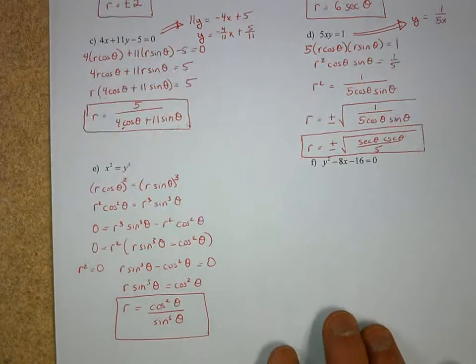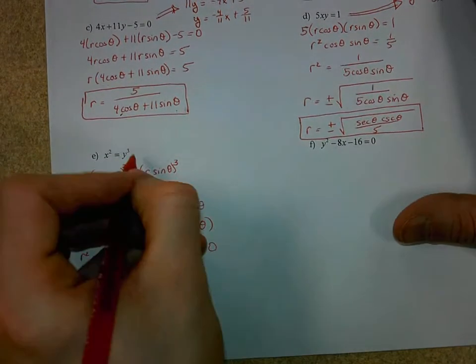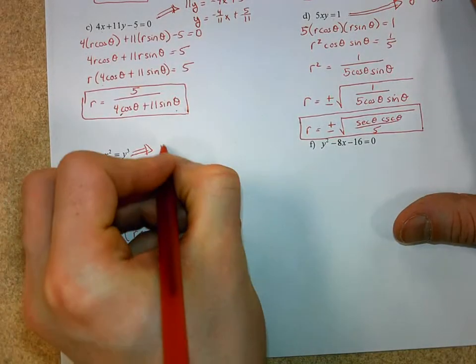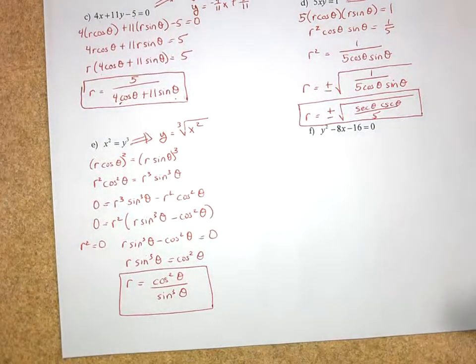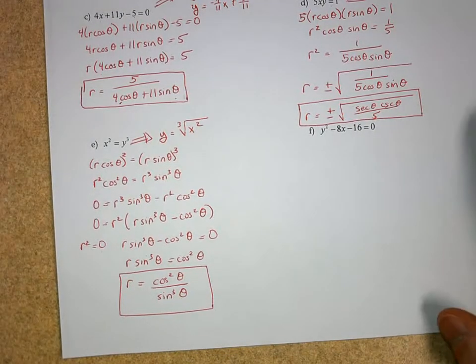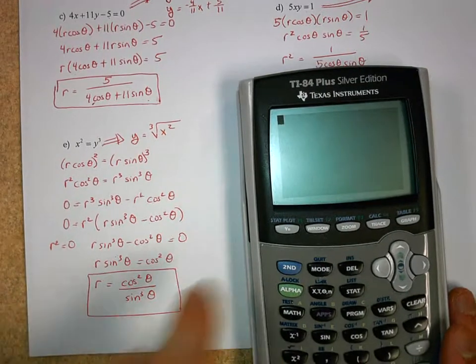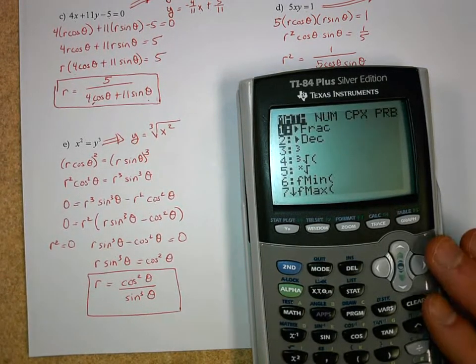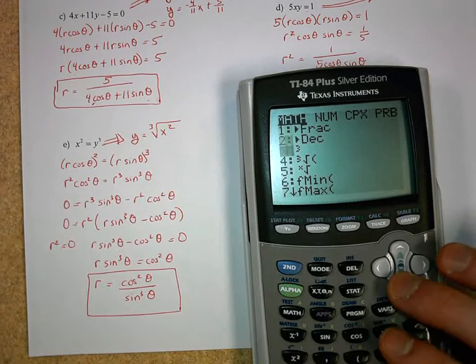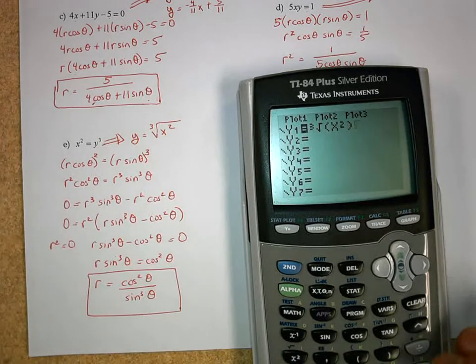And we want to confirm, do we have the same thing as x squared is equal to y cubed? So up here, we'll take the cube root of both sides. So y is equal to the cube root of x squared is really what we're comparing to cosine squared of theta divided by sine cubed of theta. Starting off, we're in functional mode, so we'll do the cube root of x squared. Remember, cube root is under math, and it's option number 4. So the cube root of x squared.